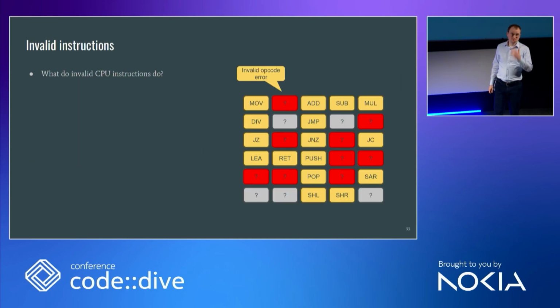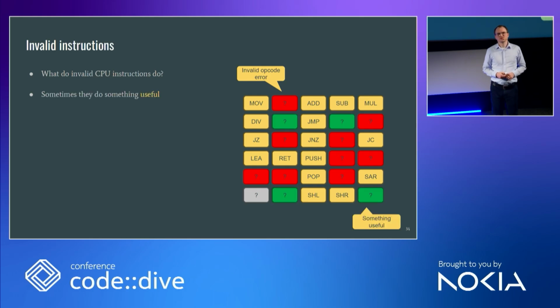Okay, but CPU does a lot of things. So, for example, it might turn out that it was fed invalid instructions. So, what does the CPU do then? Well, typically, it will just report an error, invalid opcode, and that's it. But sometimes those invalid instructions actually do something. They might be instructions that were buggy and therefore not actually published, but they are there and they are doing something.